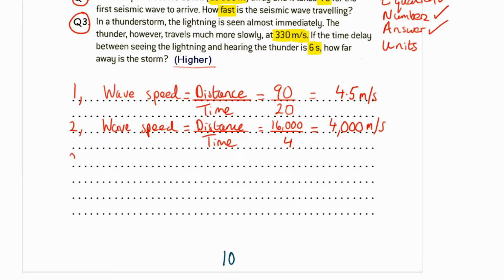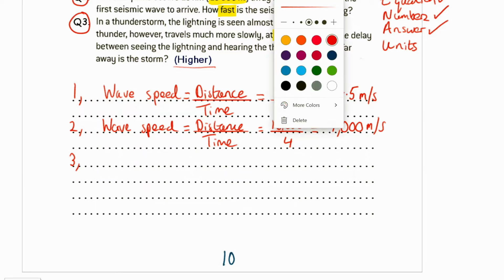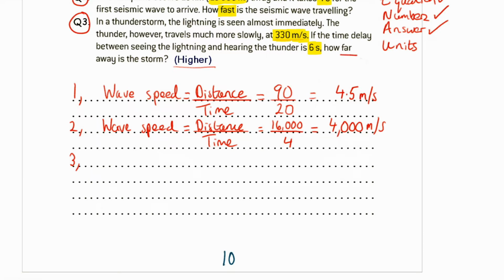Question 3 for higher tier pupils reads: in a thunderstorm, the lightning is seen almost immediately. The thunder, however, travels much more slowly, 330 meters per second. If the time delay between seeing the lightning and hearing the thunder is 6 seconds, how far away is the storm? Now, how far away? That means it's asking for distance. And therefore, we need to rearrange the equation for distance.